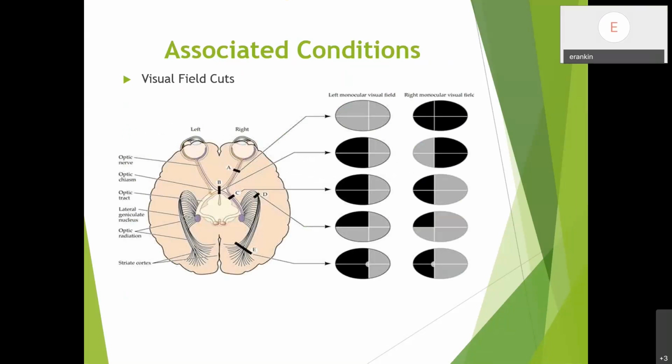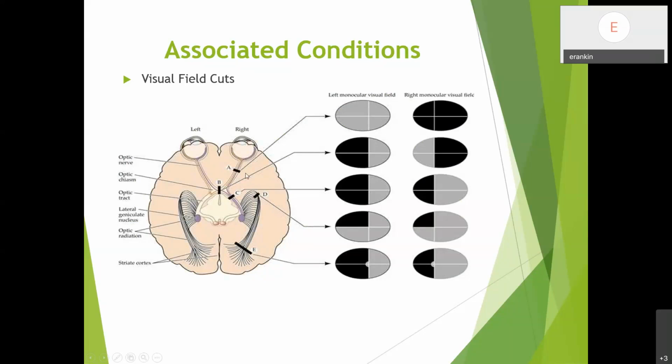Next is visual field cuts. This is a busy slide, but it's really important in terms of understanding how vision is distributed throughout the brain. We have a picture here of left and right eyes, and those little marks can be considered strokes in those particular areas. You will get certain deficits associated with injuries in those particular areas. Let's say right at A.